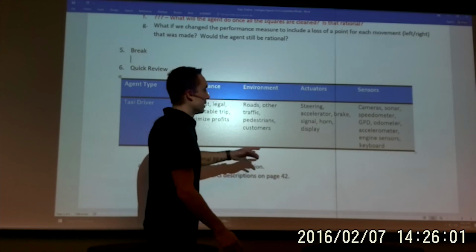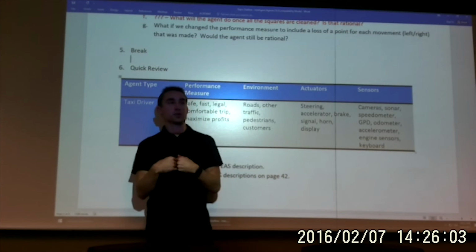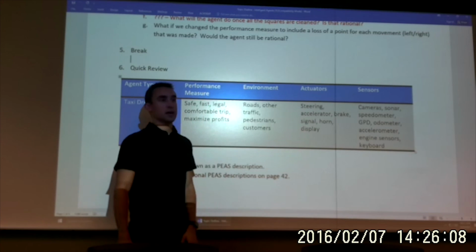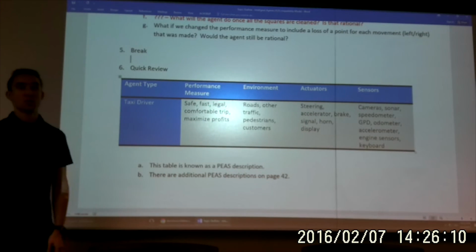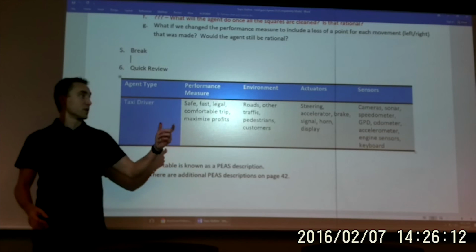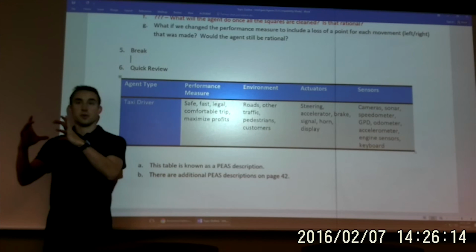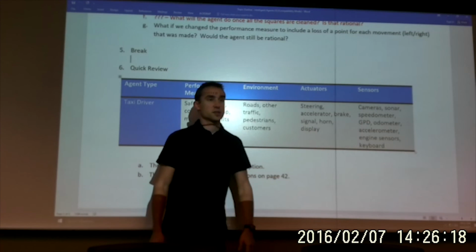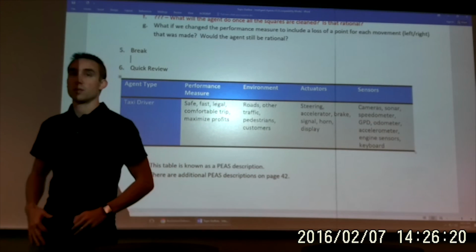Actuators. This is how the agent is going to affect the environment. Steering wheel, gas, brake, signal, horn. Display might be the meter. Signals, I'm guessing, are stuff like turn signals. Probably want to use those.